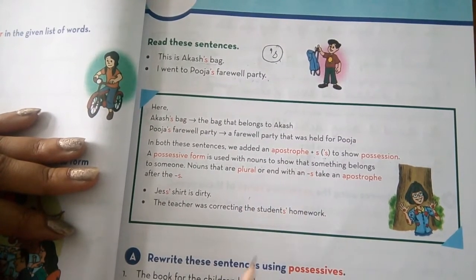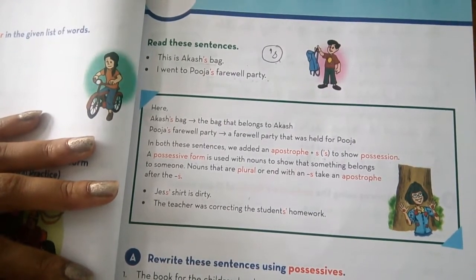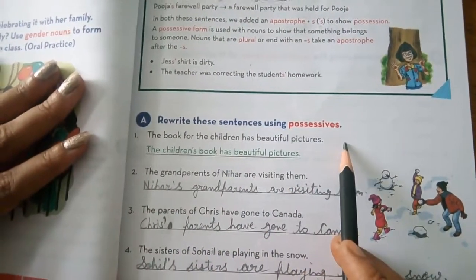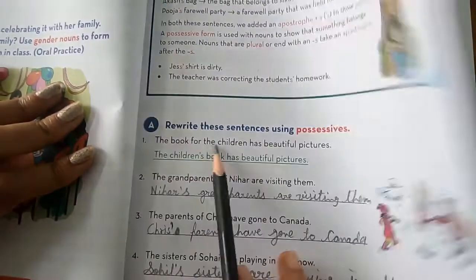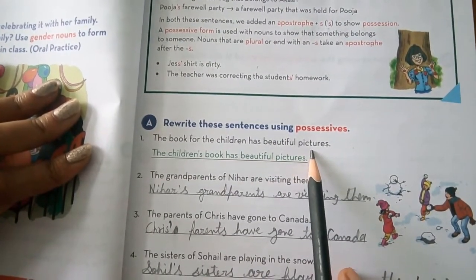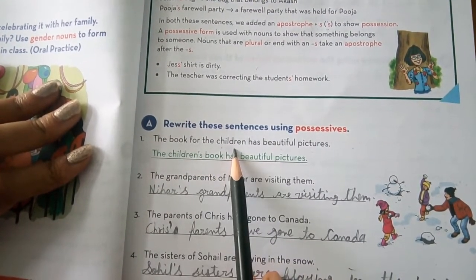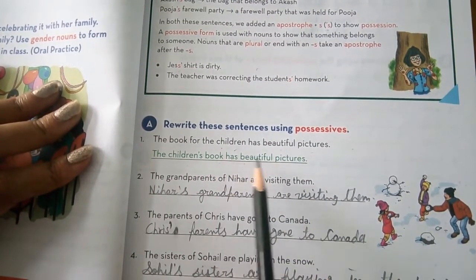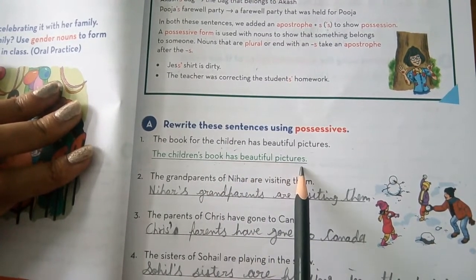Okay, and in this we have two exercises here. In these exercises, you have to use the possessives. How will you do this? So one example is here. The book for the children has beautiful pictures. So किसकी book है वो? The book for the children, children की. So how will we write this? The children's book has beautiful pictures. बच्चों की book में बहुत सारी beautiful pictures हैं.